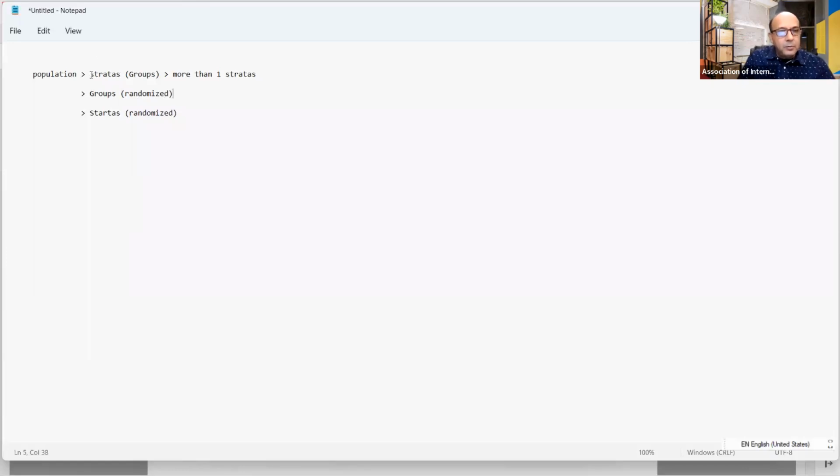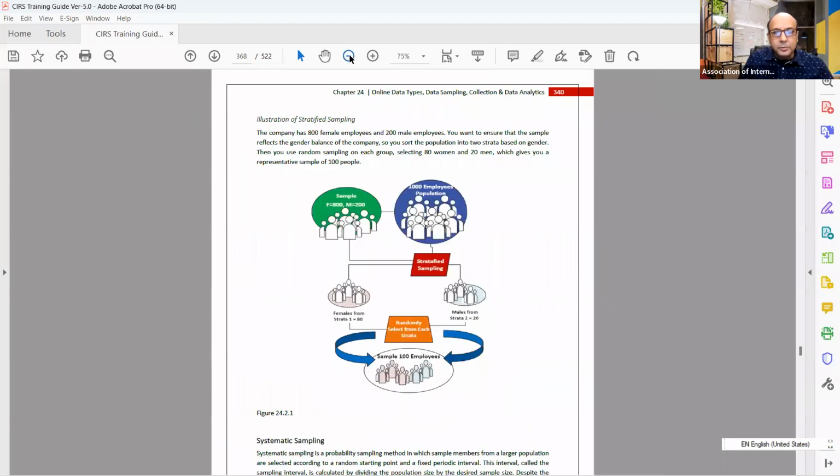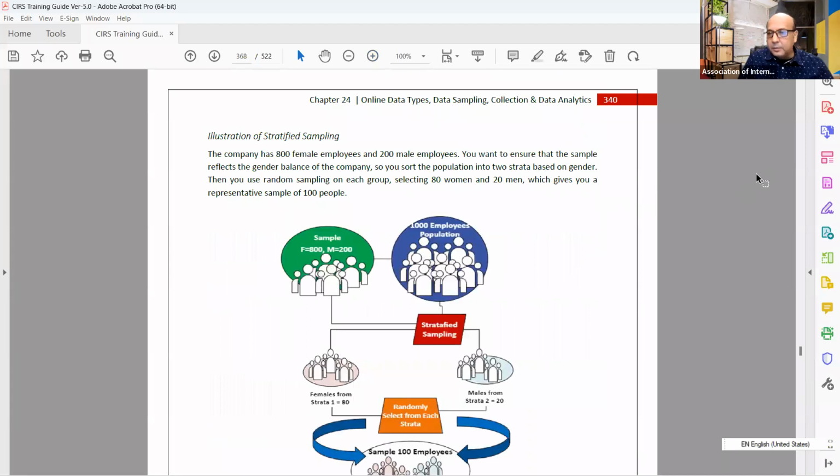But we need to get a better understanding of why we build stratas and what it means. For that reason, we will look at the chart, or you could say it's easier to learn from the example here in your book on page 340. Now, expand it a little.